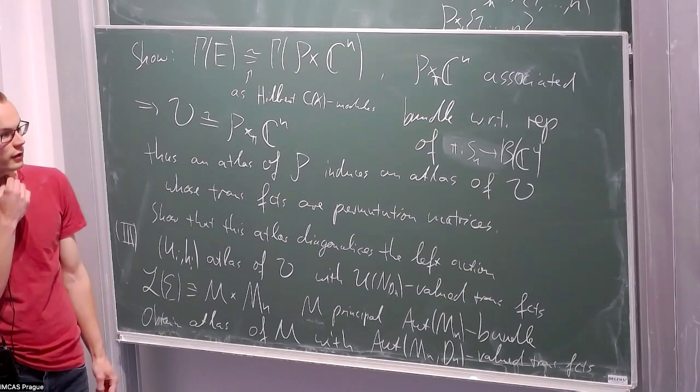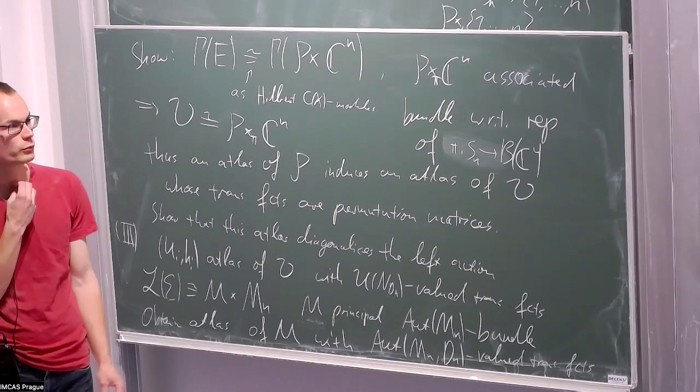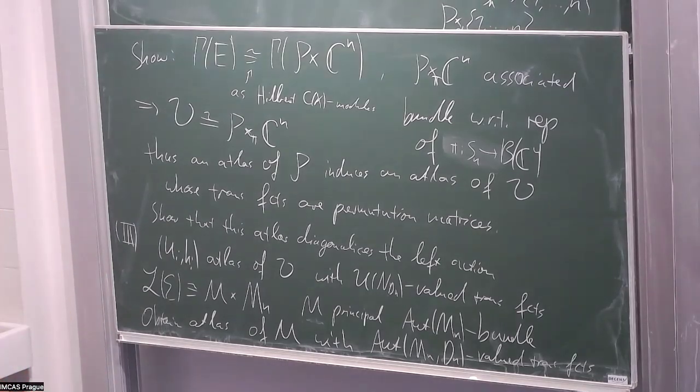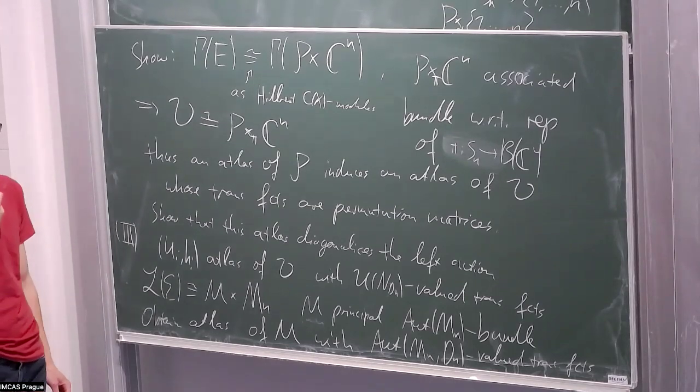They left this open, and last week or two weeks ago, I asked ChatGPT this exact question, and it came up with something. So it seems like the answer is yes. You can get non-trivial vector bundles.